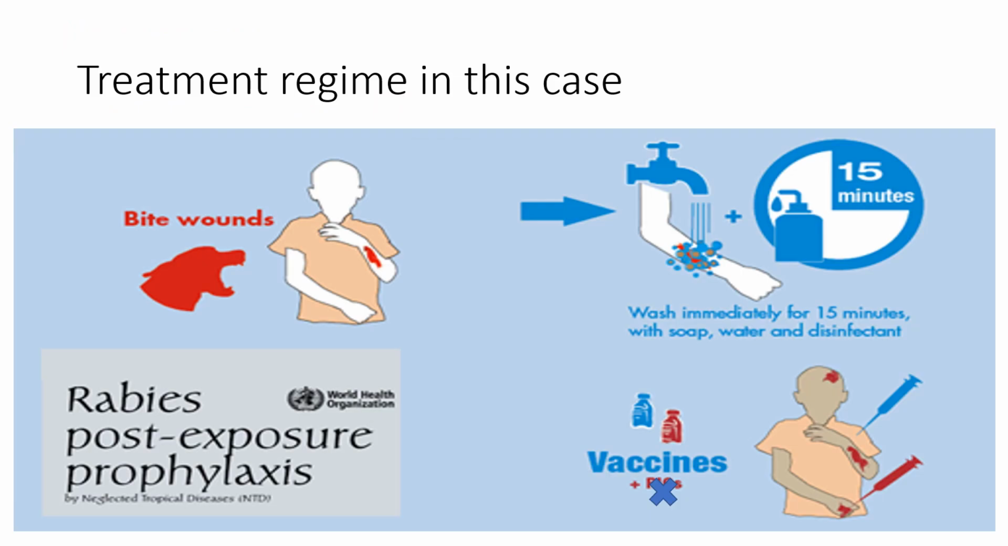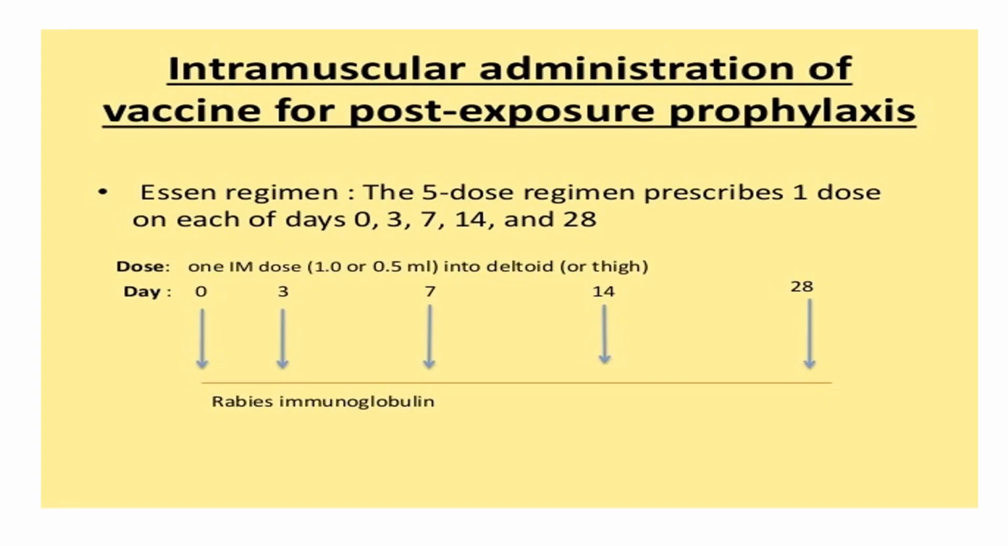So this is basically the WHO recommended PEP, that's category 2 exposure: wash immediately for 15 minutes with soap, water and disinfectant, and vaccines to be given in this particular problem card description. No immunoglobulin because the severity isn't of that degree. And what is the vaccine schedule to be maintained?